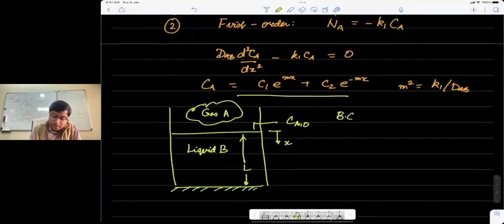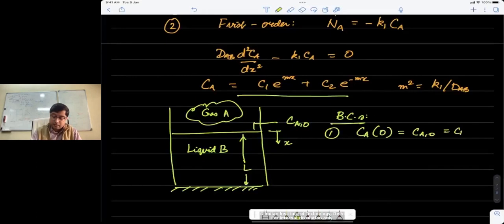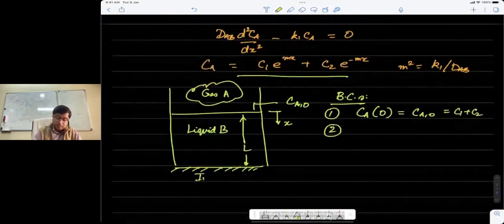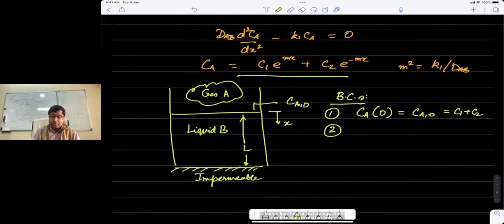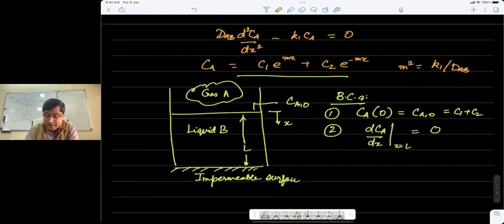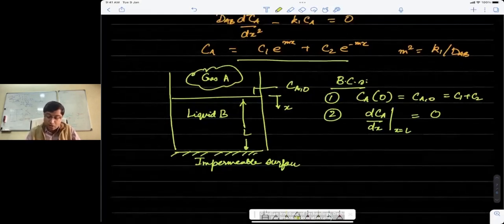So the boundary conditions would be, for instance, in this case, CA at x equal to 0 is just CA0. And so we get C1 plus C2 is CA0. The second boundary condition comes from this impermeable surface. An impermeable surface is one in which the substance cannot propagate any further. So that would mean the diffusion or the flux, so dCA/dx at x equal to L should be 0. So the flux of A, which is in this case characterized by the concentration gradient, should be 0. So we can take the derivatives, put x equal to L, derive another equation for C1 and C2, then solve the two equations and get a final solution.